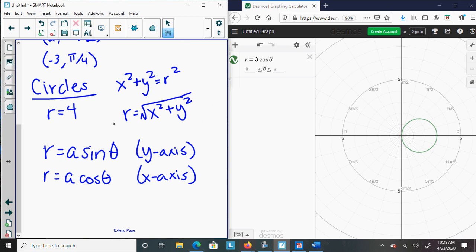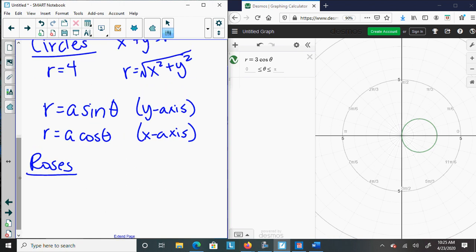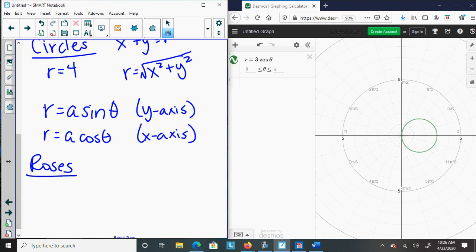The next kind we're going to do are roses. They don't really look like a rose. They look more like a daisy to me, but they're called roses. And these are the equations that we'll use and what the numbers mean, and then I'll just show you a couple pictures. So these are our two equations for roses.